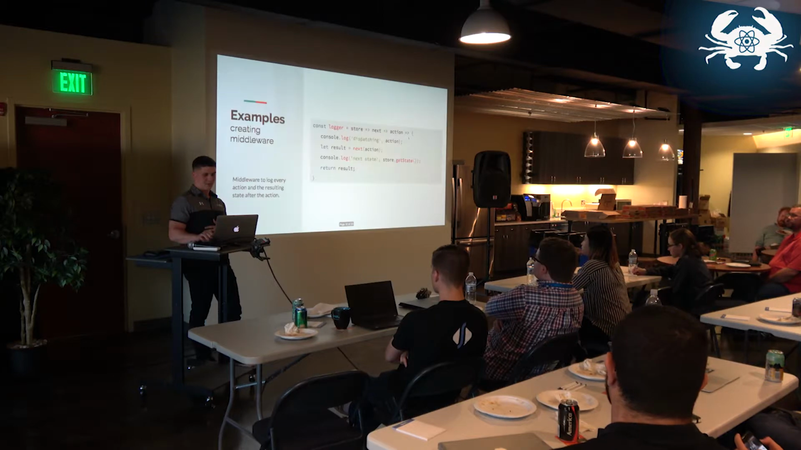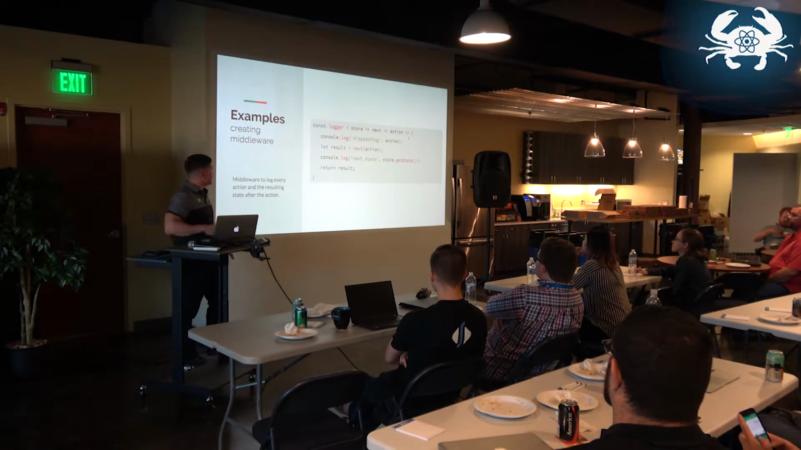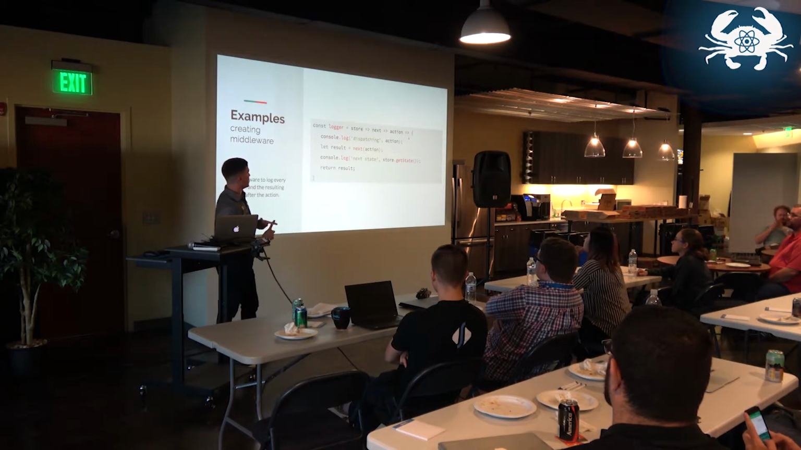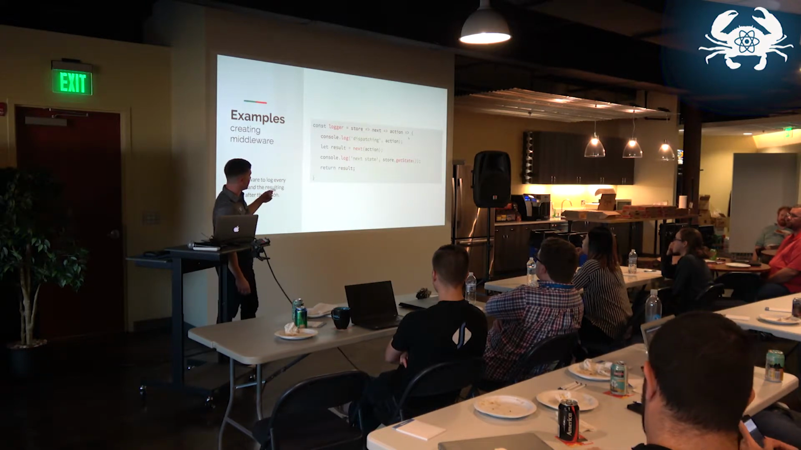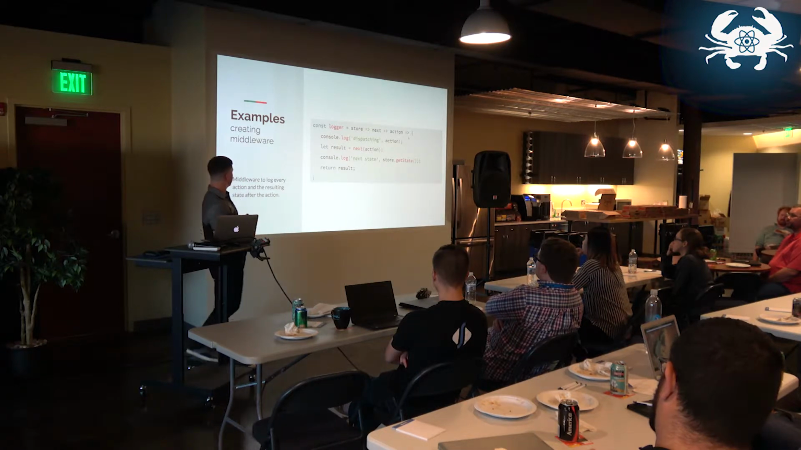And I'll just go through a couple of small, simple examples. This one is a really simple logging middleware. You'll see it's a curried function that has a store, a next function, which will grab the next action, and then the action itself. So what this middleware will do is it'll log every action that goes through Redux, and it'll log the resulting state after that action.